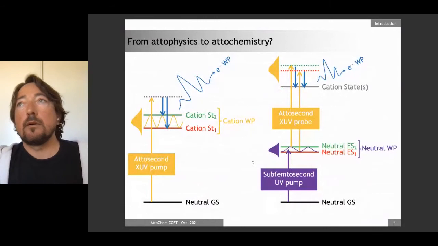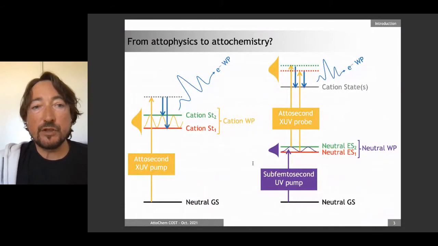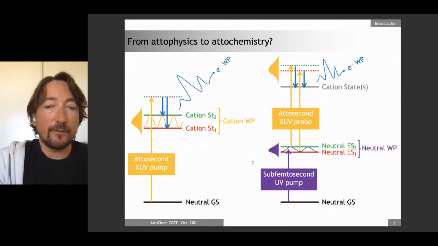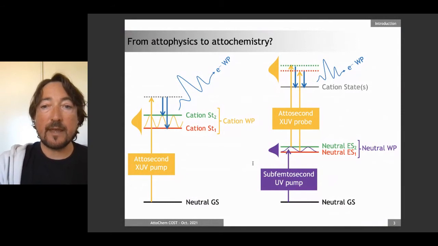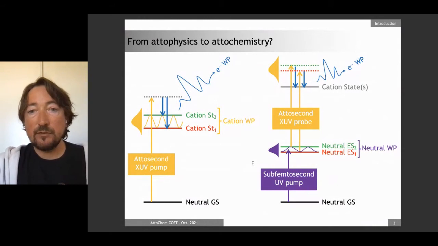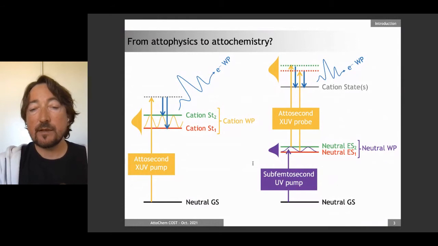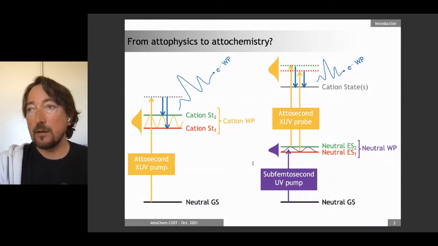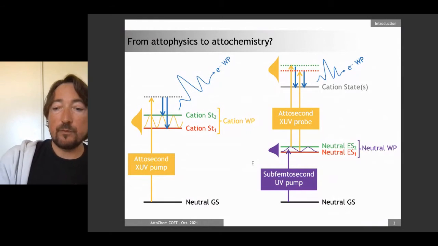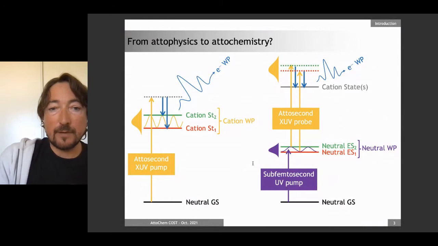So our objective is essentially to go from attophysics to attochemistry. By this, I mean that we'd like to create a coherent superposition, an electronic wave packet or a molecular wave packet in a neutral molecule without ionization. Ionization can be used in a second stage as a probing measurement, but not as the pump. That's our frame of mind, so to say.